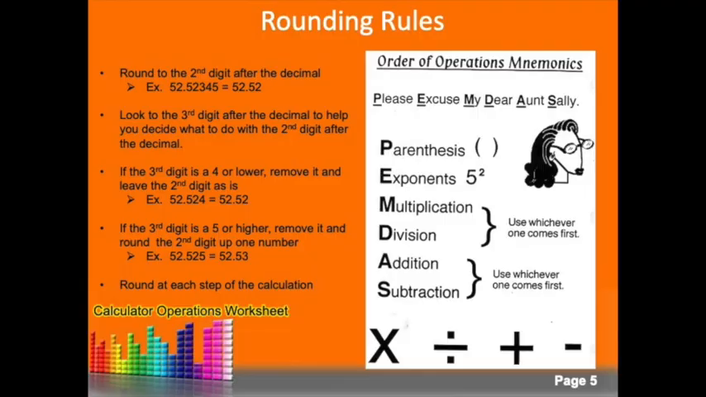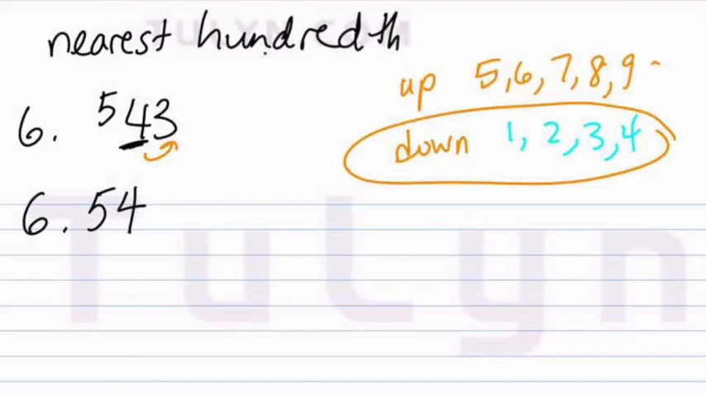So 52.52. That second 52 is rounding to the second digit after the decimal, specifically that 2 there. So you're going to look to the third digit after the decimal to help you decide what to do with the second digit after the decimal. If the third digit after the decimal is a 4 or lower, you're going to remove it and any numbers after it and leave the second digit as is.